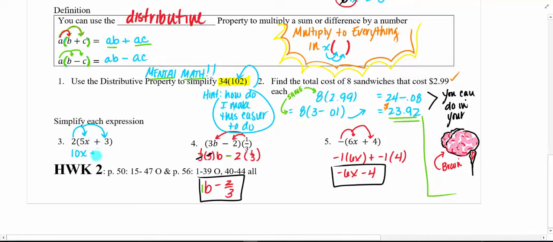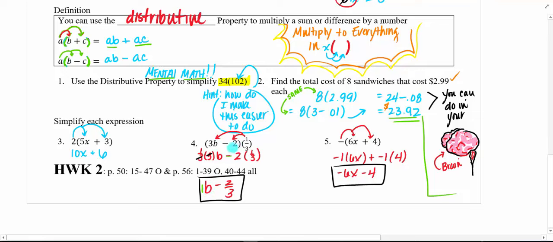There's the operation plus that came down. 2 times 3 is 6. That's what the distributive property looks like. You can see in 4 here, it's already pre-done. We've got 3b minus 2, and it's multiplied by the constant 1/3. So we take 1/3, multiply it by 3b. Well, 1/3 times 3 turns into 1. The b comes along. B times 1 is just b.